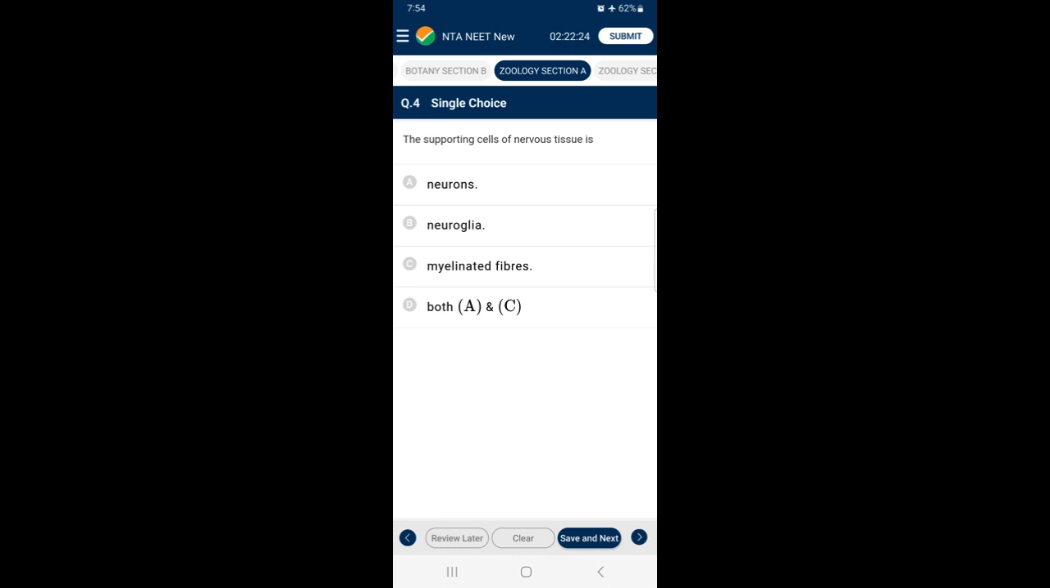Oligodendrocytes, Schwann cells, microglial cells are its examples. These cells protect neurons by phagocytosis. So the answer for this question is option B. The supporting cells of nerve tissue is neuroglia.